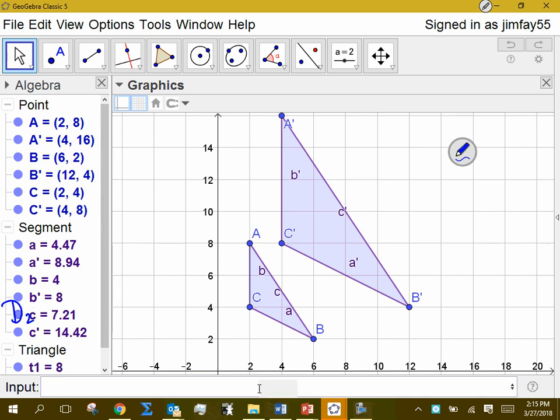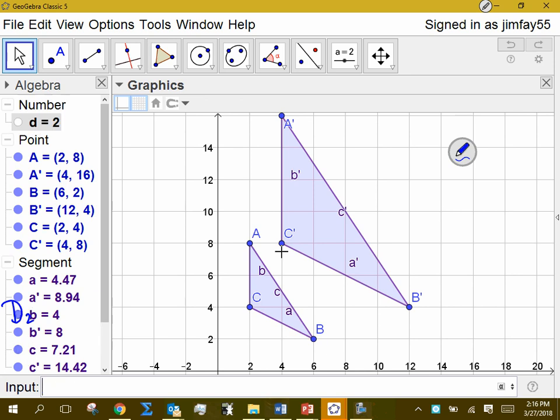If I take length, let's just go A prime, B prime. So it's talking about this longer segment here, and divide it by its corresponding segment over here. Because they're similar, shouldn't that ratio be my scale factor? Yes, it is. And my scale factor was 2 in this case.